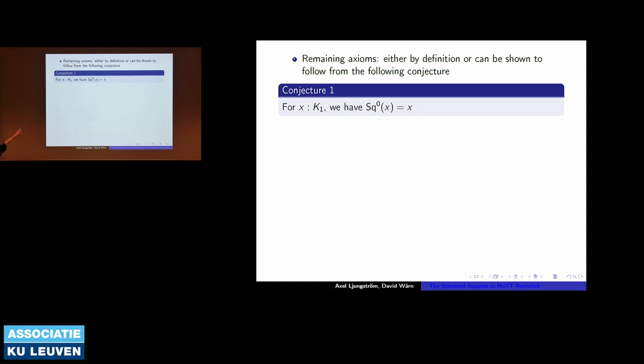Given a point x in K1, the zeroth square of x is x. This should be very easy to prove, of course. And we do have a proof sketch, but we have no formalization yet.